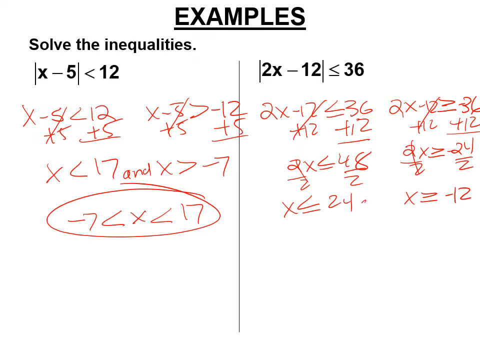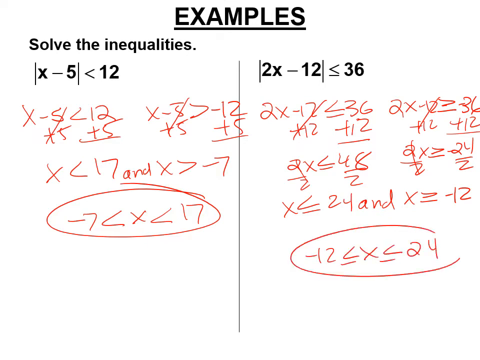Again, it's a less than. This is an "and" inequality. You can write it either way. x has to be between -12 and +24.